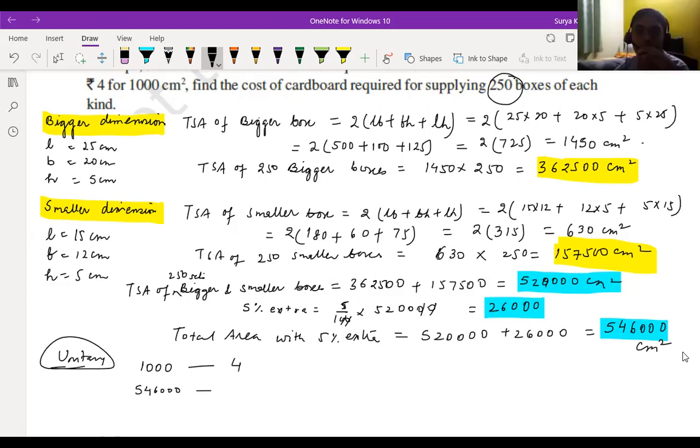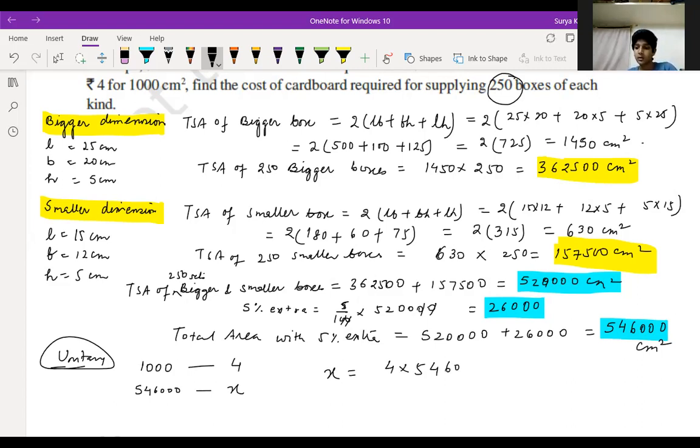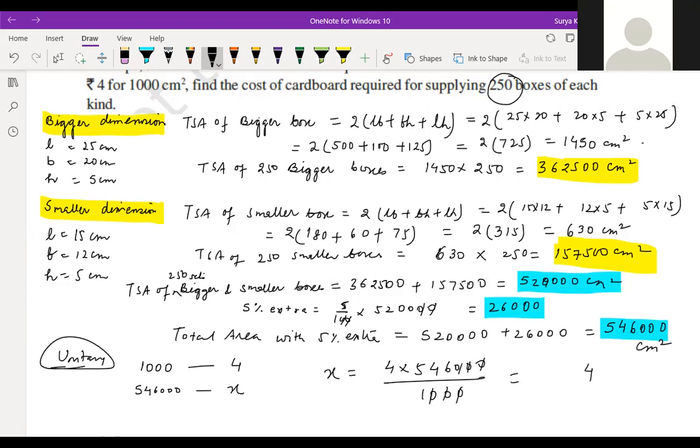So write x here. If you find x, you should get 546,000 into 4 by 1000. Divided by 1000, the zeros will get cancelled. What is the answer? 6 fours are 24, 4 fours are 16, 18. 2184 will come. So this is the cost.